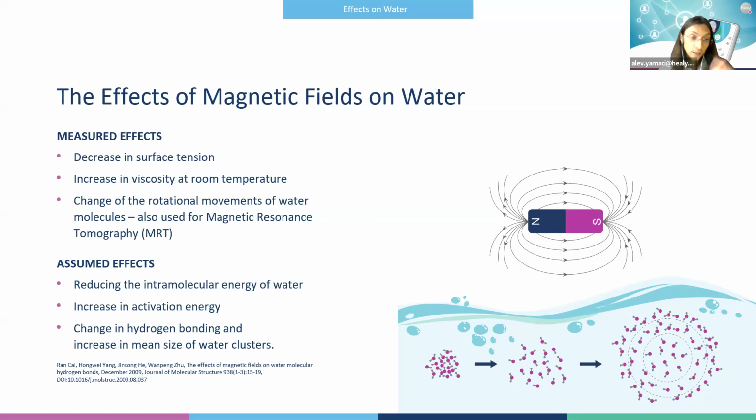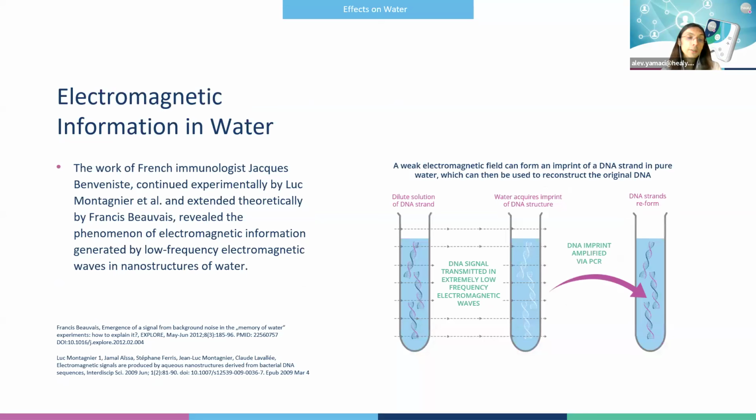And there are, of course, some effects that are assumed but not 100% proven. That's, of course, reducing the intermolecular energy of water, increase the activation energy, and a change in the hydrogen bonding, and increase in the mean size of water clusters. So all those effects are, of course, happening in one or the other way when we apply a magnetic field to water. And now we come to a very, very special electromagnetic field effect, and that's the information in water.